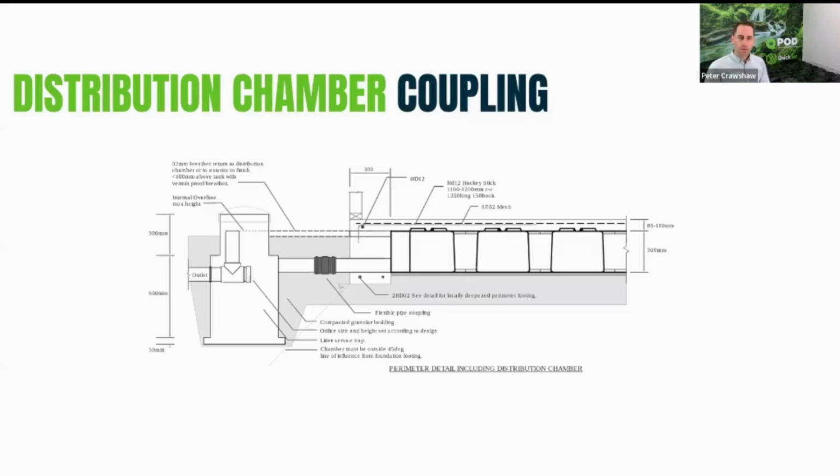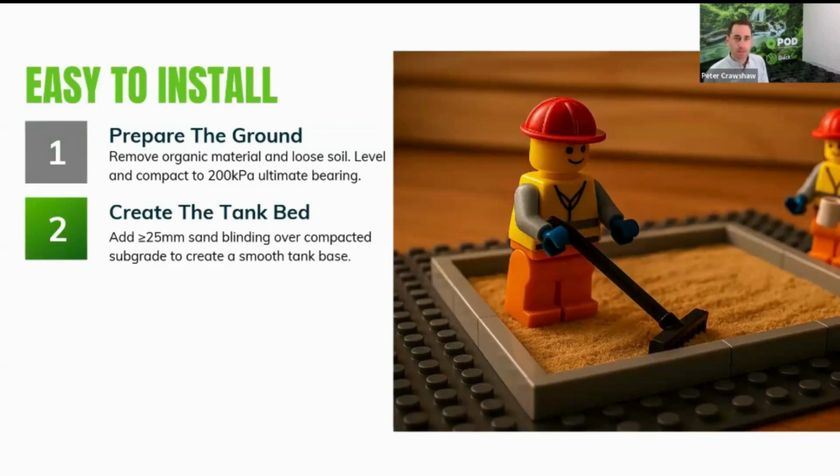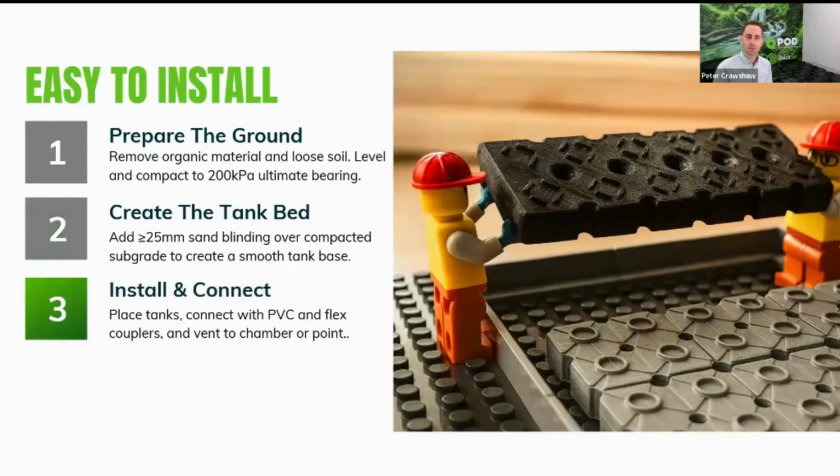All right, now just having a look at the next slide. So installation, easy to install. This little Lego dude here just tells us how easy it is to install. So prepare the ground, obviously as per your geotech report, removing organic material, loose soil, and what's outlined in your report, and compacting to 200 kPa ultimate bearing, or obviously as per design or as per the geotech report again. Create the tank bed, so adding that 25 mils of sand blinding over the compacted subgrade, create a smooth tank base, and then installing and connecting.